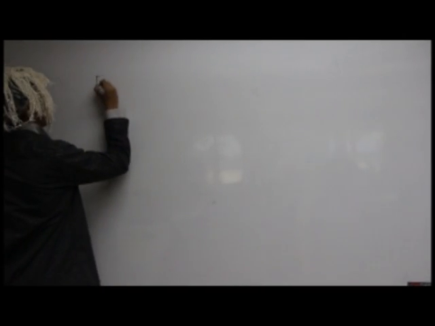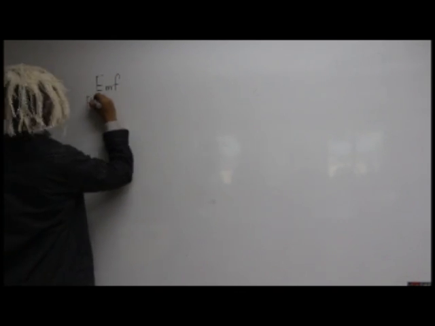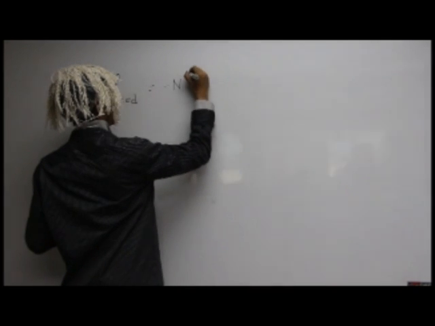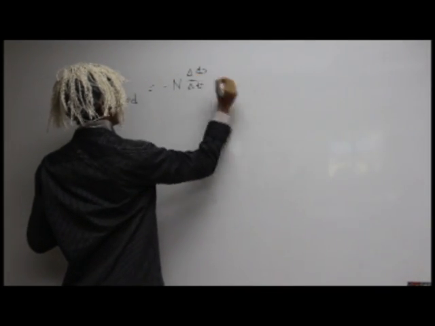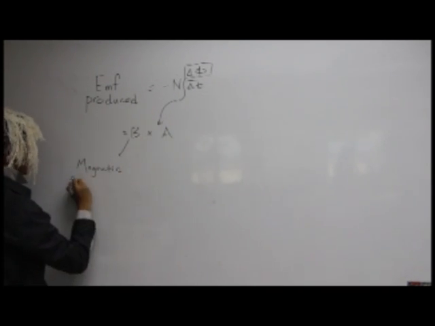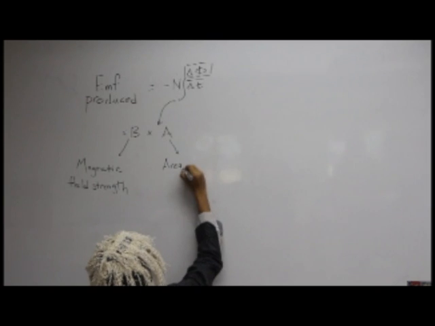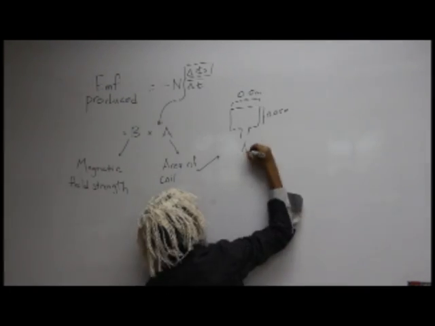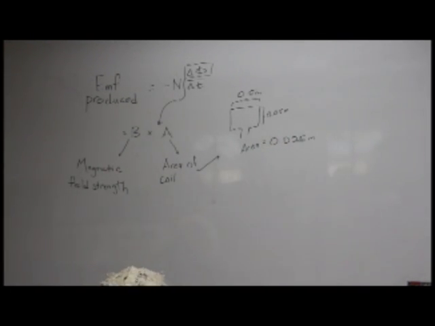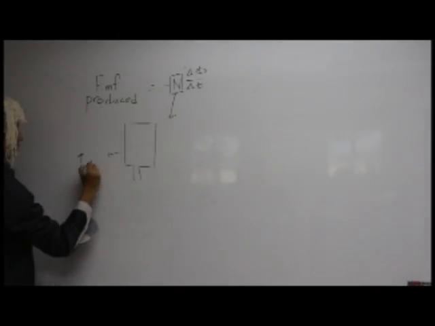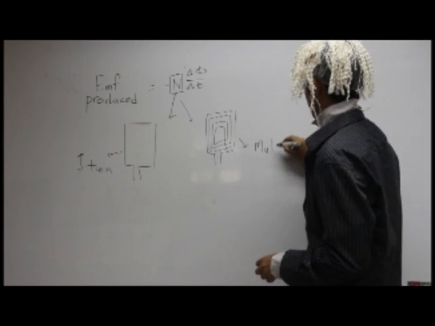Hence, to simplify and summarize in equation form, the EMF produced is equal to negative N times the change of magnetic flux over the change of time. The magnetic flux is B times A, with B being the strength of magnetic field and A being the area of the change, which in the case of a DC generator would be the area of the coil. The N in the equation represents the number of turns in the coil.